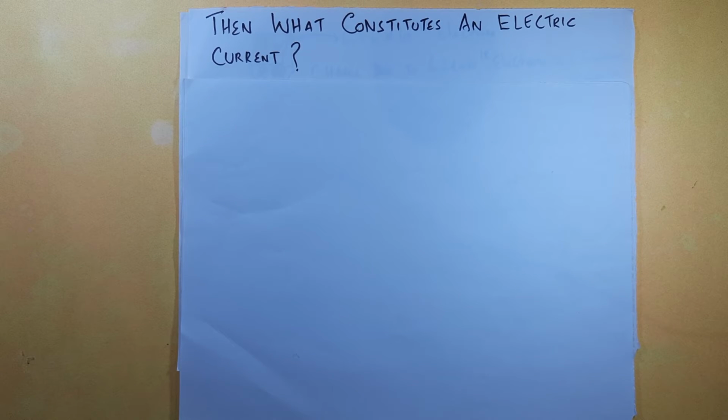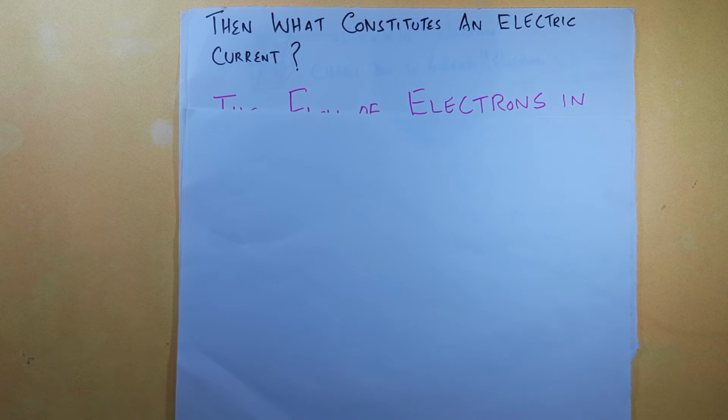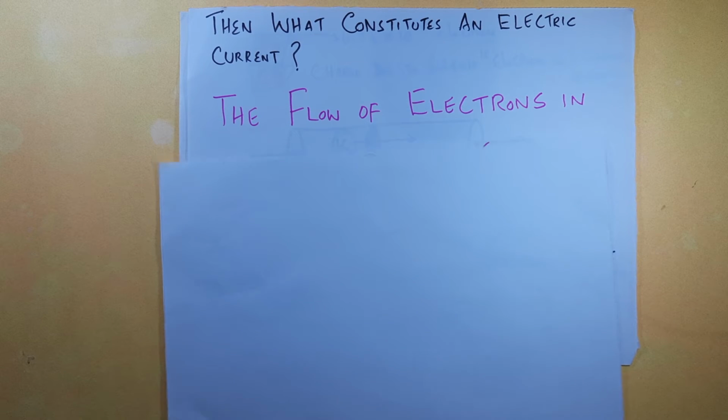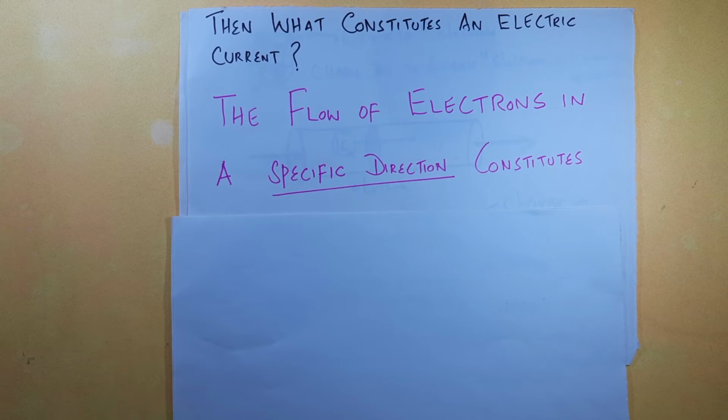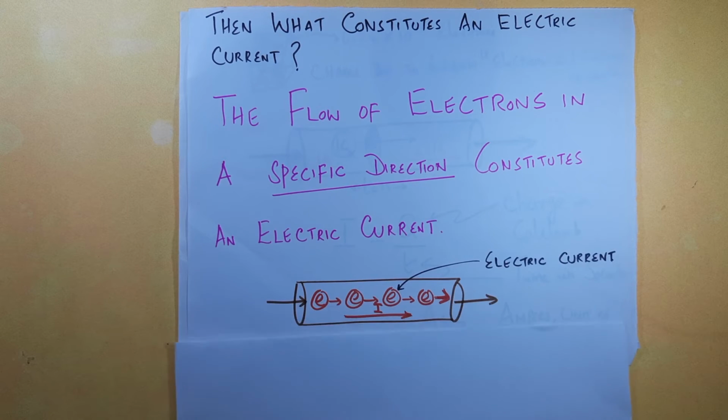Then what constitutes an electric current? How can you define electric current? The flow of electrons in a specific direction constitutes an electric current. So here the electrons are moving from left hand side to the right hand side, or they can move from right hand side to the left hand side. So you can define an electric current as the flow of electrons in a specific direction.